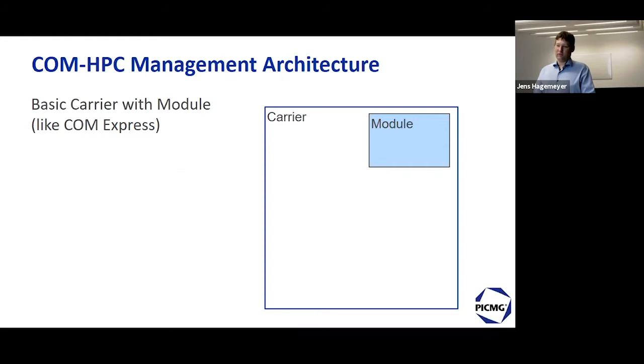So from a basic point of view, it's very similar to COM-Express as it's shown here. You have the carrier as well as one module. This is nothing but the COM-Express way. You are then able to add a BMC on the carrier, which allows you the possibility to have basic monitoring, basic IKVM on the carrier.